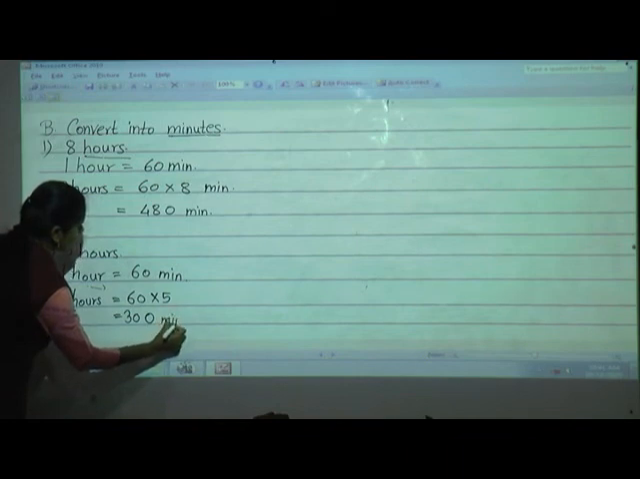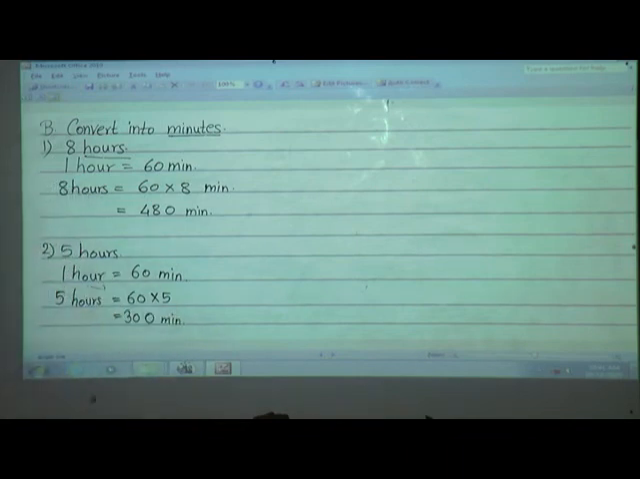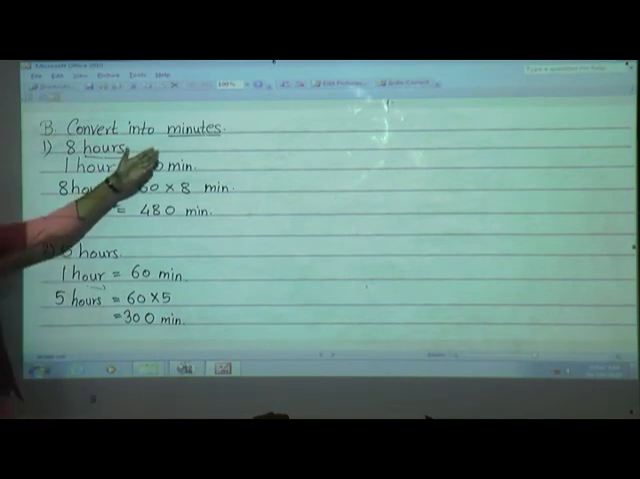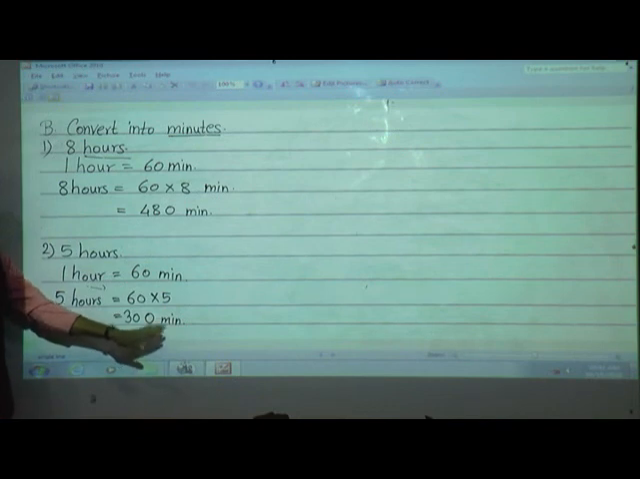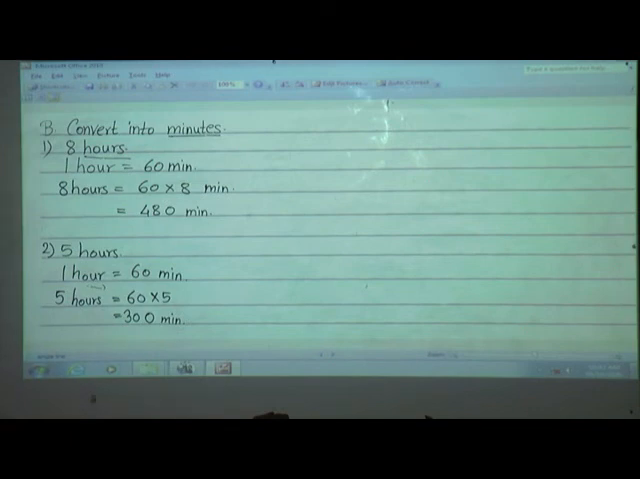So 5 hours is equal to how many minutes? 5 hours is equal to 300 minutes, because 1 hour is equal to 60 minutes. Then these 5 hours we have to convert into minutes. So 5 into 60 we have to do. After multiplication you will get the answer 300 minutes. So 5 hours is equal to 300 minutes.